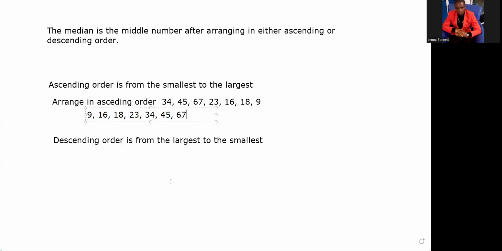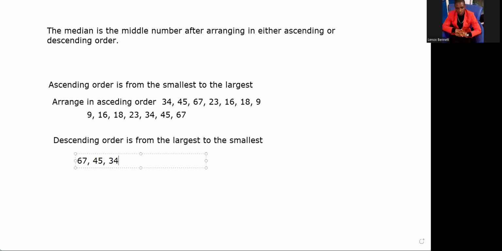That's how I expect my students to do. Count the numbers to see if you left off one by mistake. So here we have 9, 16, 18, 23, 34, 45, and 67. That's in ascending order. Let us do the same numbers, but this time in descending order. So descending order would be the largest number first. So 67 would come first, then 45, then 34.